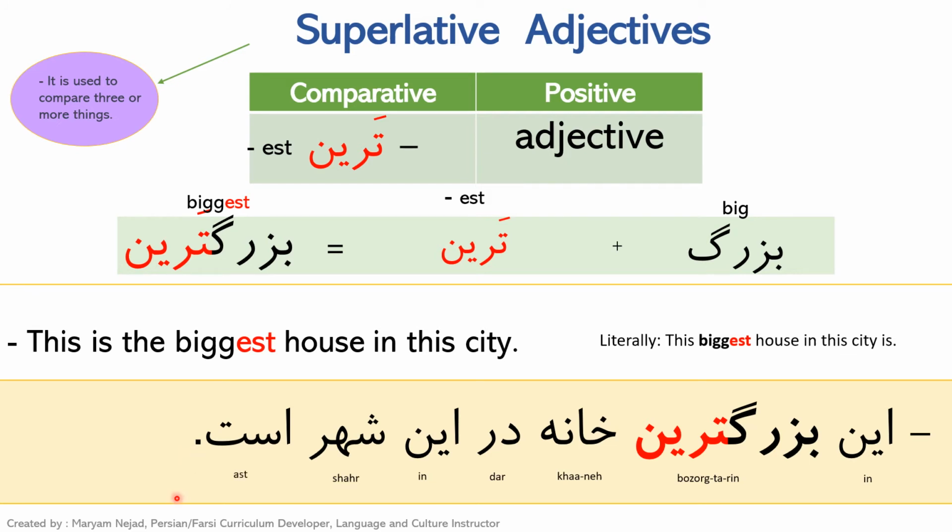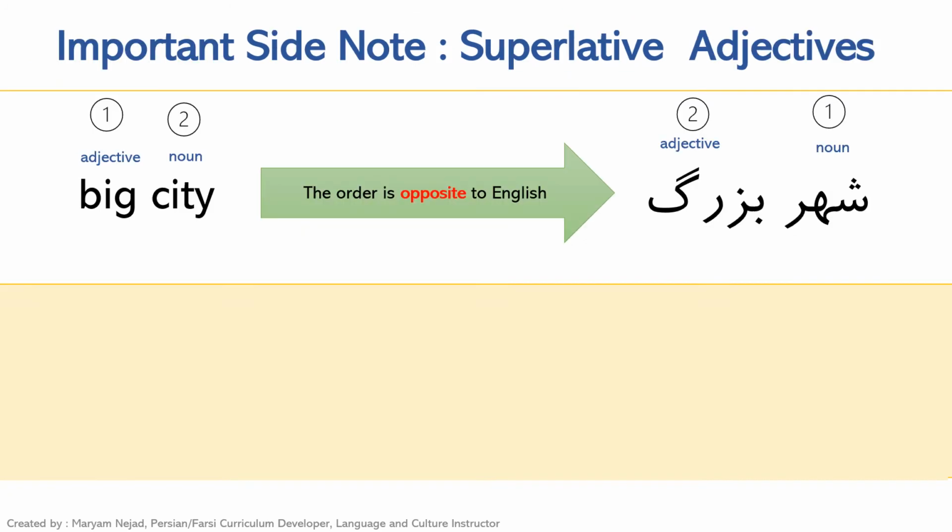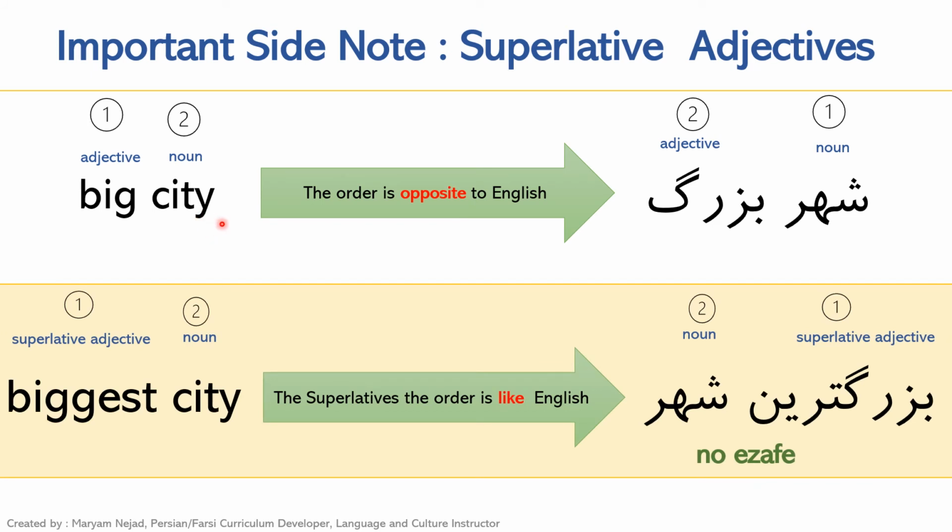In the next slide, I am going to explain to you about the order of the noun and adjective with the superlative adjectives. So far, we have learned in previous lessons that when we have a noun and then this noun has a modifying adjective, first comes the noun and then the adjective in Persian, and then they need to be connected with ezafe, which in English first comes the adjective, then the noun. However, when it comes to superlative adjectives, it's not the case. The superlative adjectives, the order is like English actually.